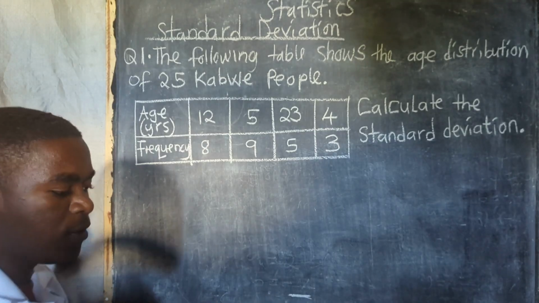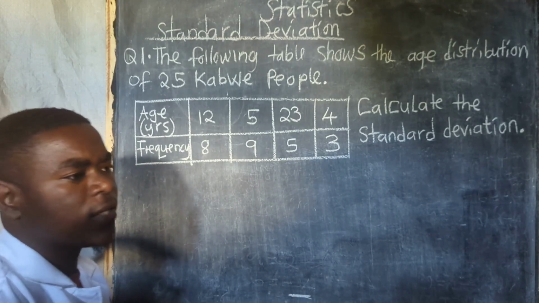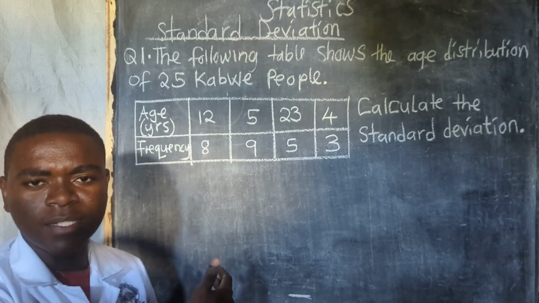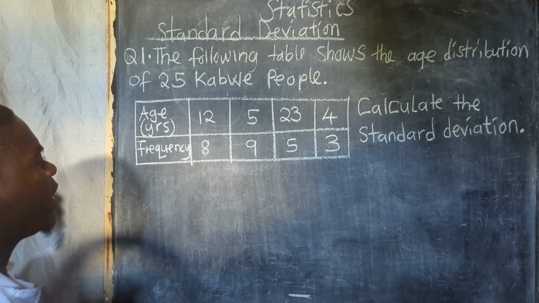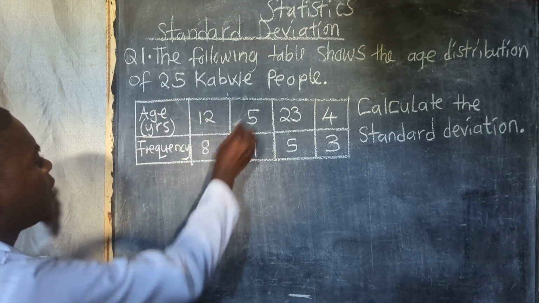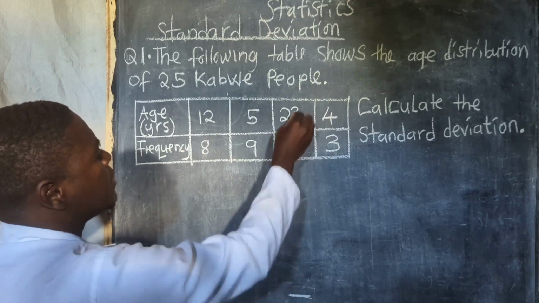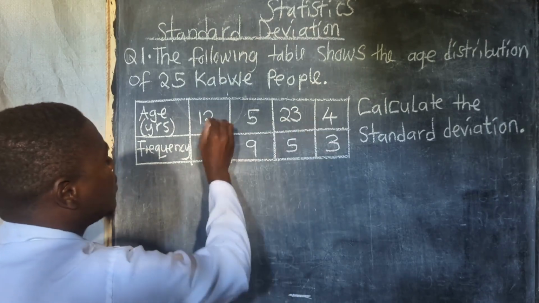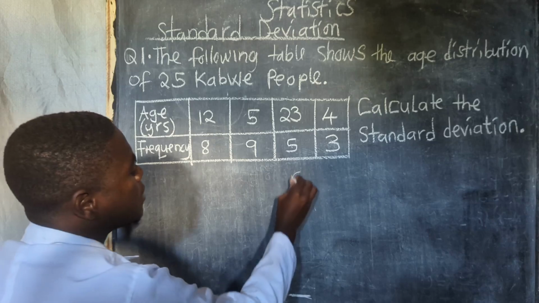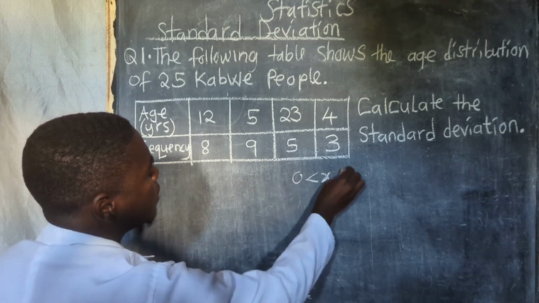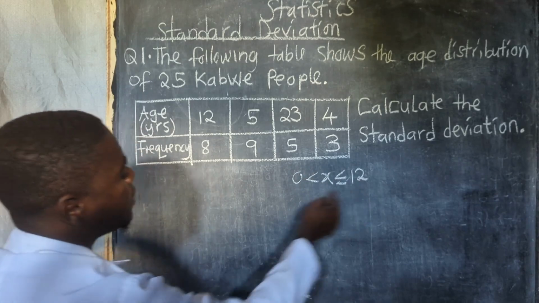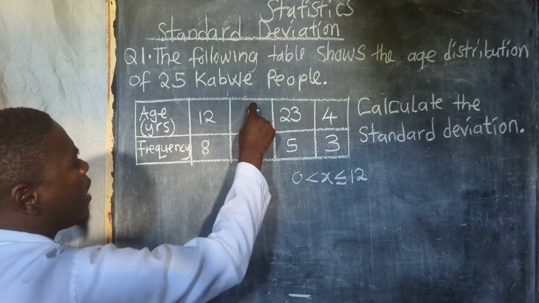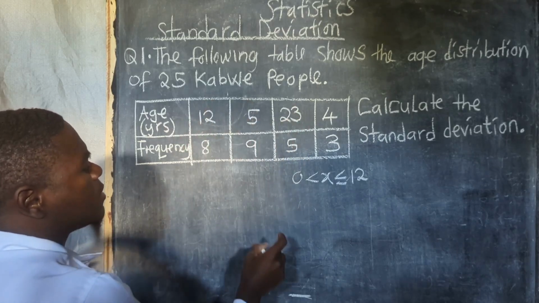So I want to show you the easiest method or the shortest method that you can ever use if you want to answer this question. When you are given data that is like this, have you seen the way these numbers are? Numbers are just independent. There is nothing like 0 less than x less than or equal to 12. There is nothing like this. Have you seen this number? A 12 is just alone here, 5 is just alone here, 23 is just alone there.